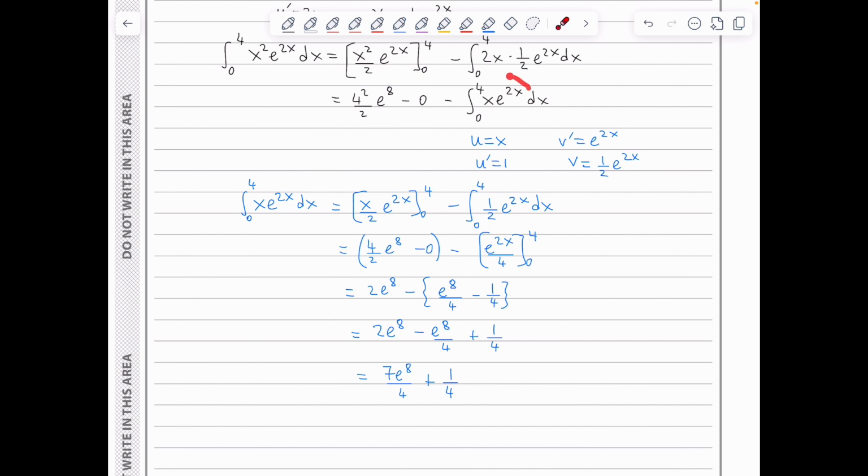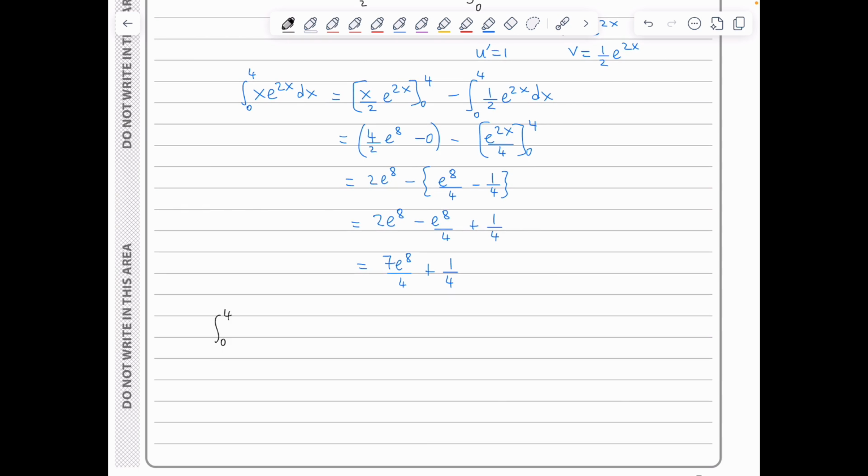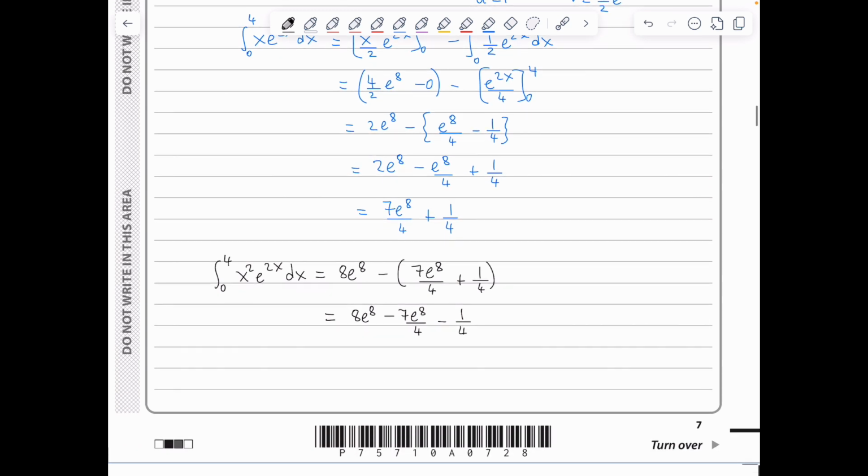I've got the numerical value of this integral here, and therefore we can say that the integral from 0 up to 4 of x squared e to the 2x dx is equal to 8e to the power of 8 minus 7e to the 8 over 4 plus 1 over 4. I will expand this to get 8e to the 8 minus 7e to the 8 over 4 minus 1 over 4, which simplifies to 25e to the power of 8 over 4 minus 1 over 4, which is the final answer for the first part of this question.